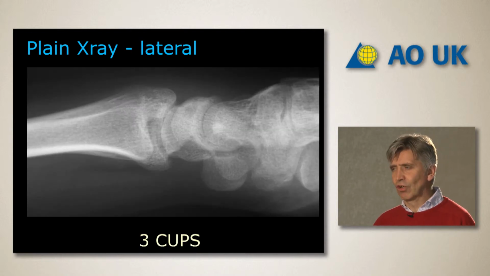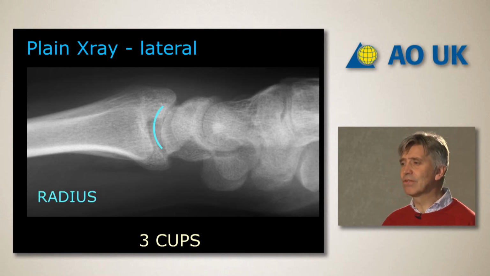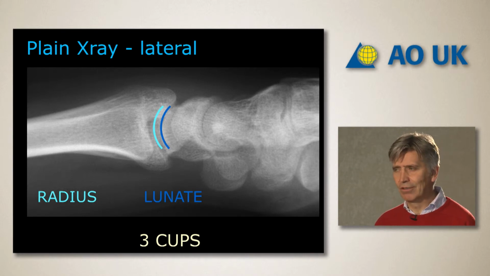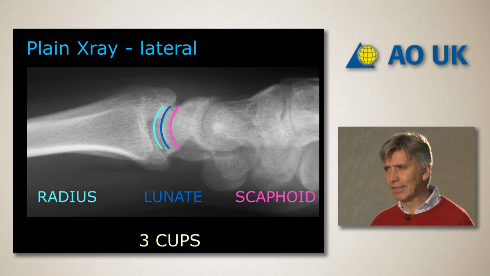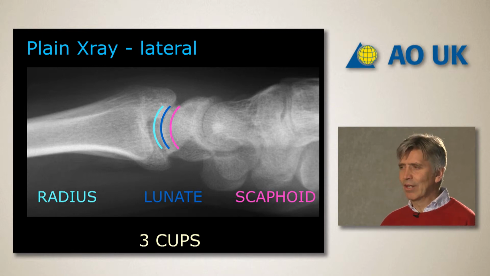On the lateral X-ray, we can see 3 cups. The first cup is the distal radius. The second cup is the proximal aspect of the lunate. And the third cup is the proximal aspect of the radius. Now, this lateral view here is not a perfect lateral. A perfect lateral should have the pisiform covered up by the scaphoid.